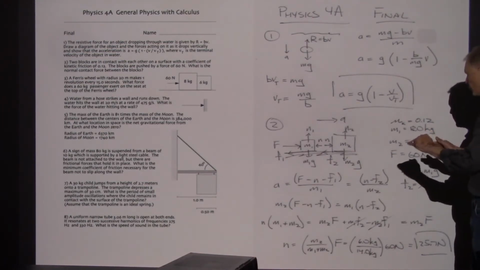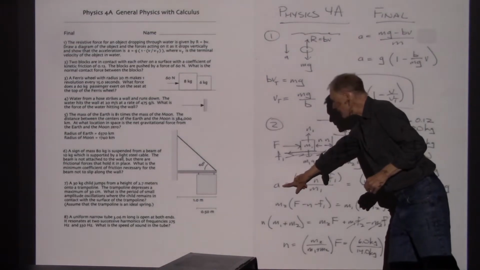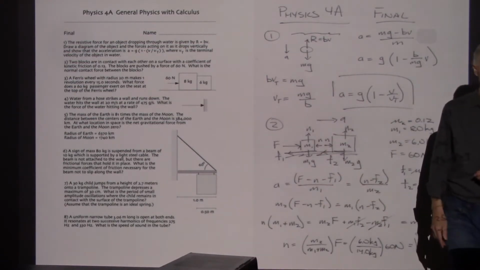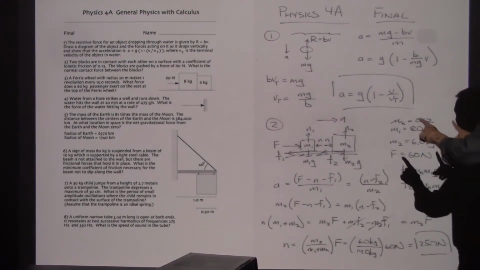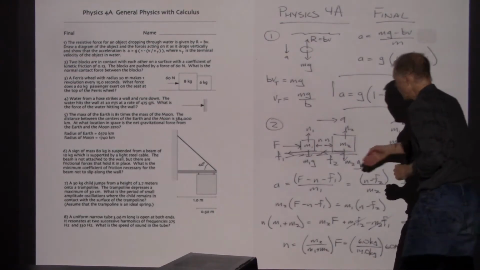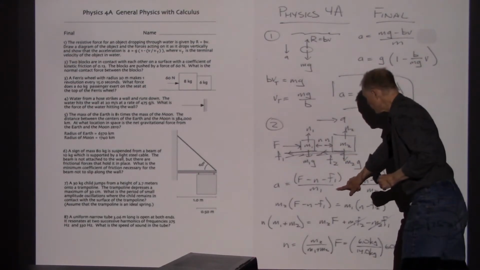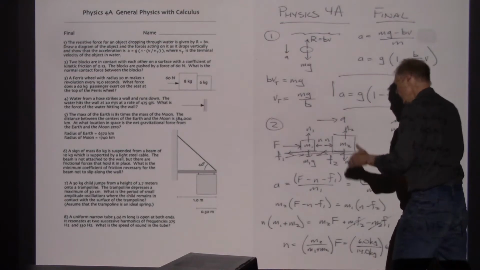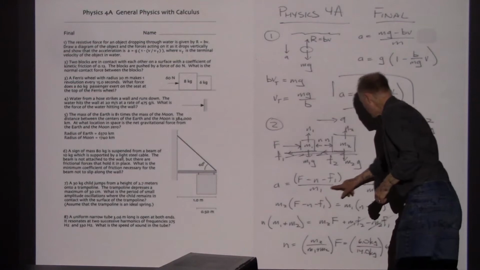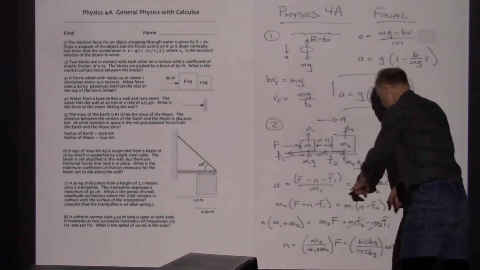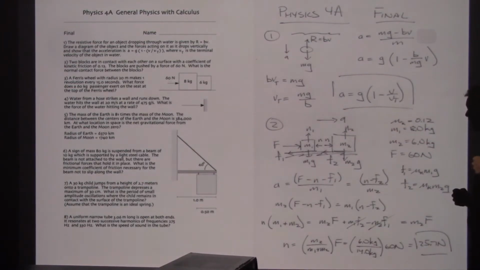So what I'm trying to do here is bypass solving for acceleration. They never ask us to solve for acceleration. I can write this equation down relating the accelerations from the two sides in terms of forces and masses, and then I can cross multiply. I can bring the M2 over to here and the M1 over to here, and then I've got an equation: M2 times (F minus N minus F1) equals M1 times (N minus F2).